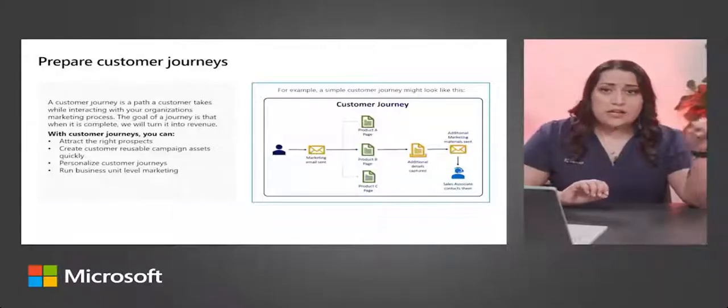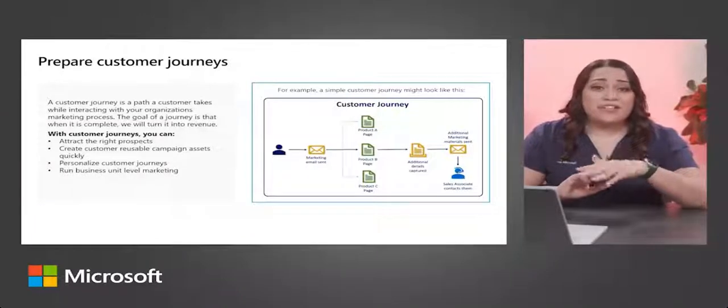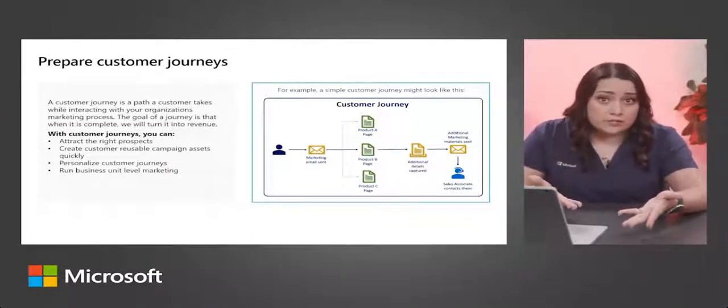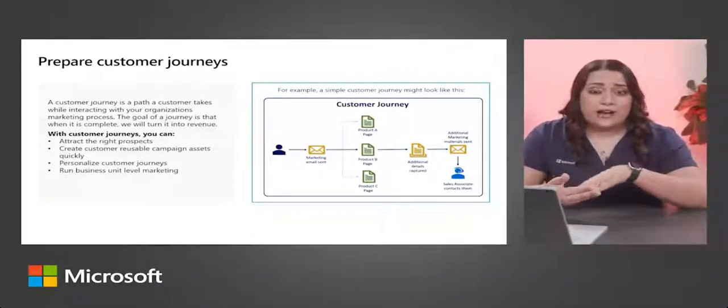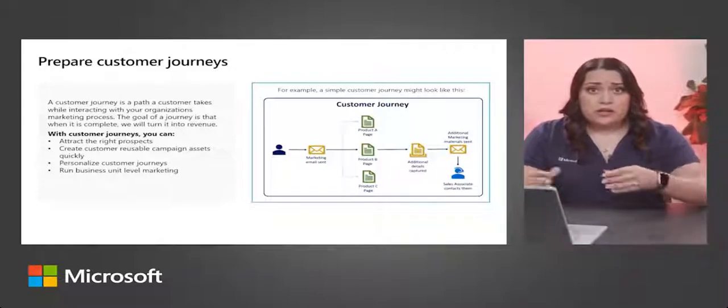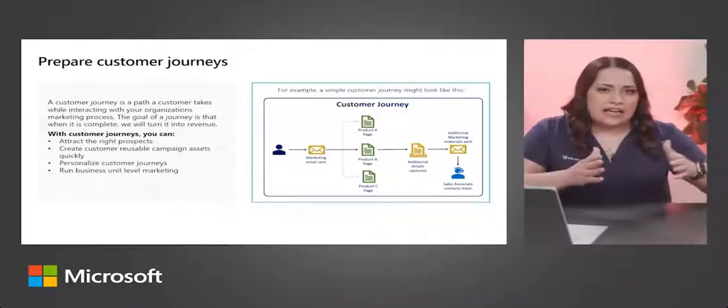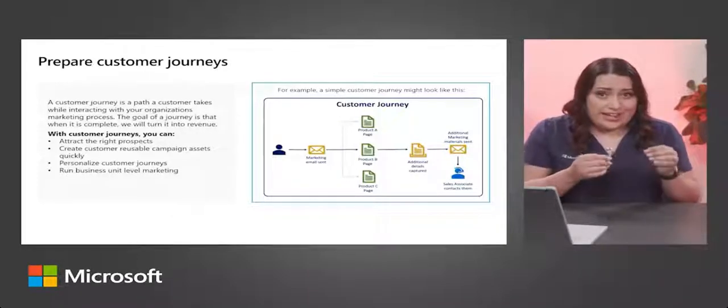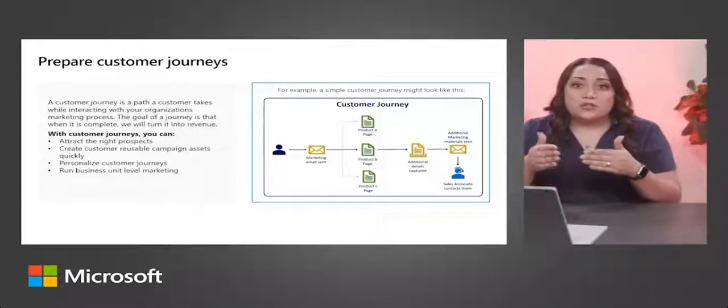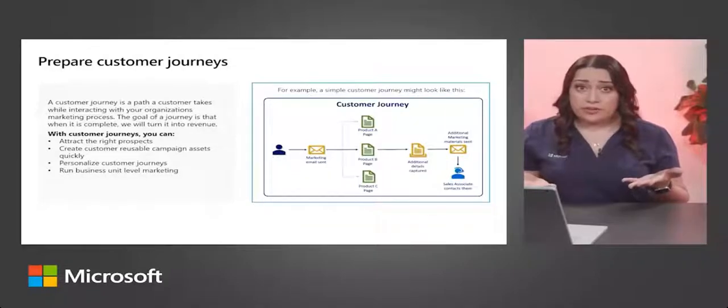So now that we've defined who we are going to market to, we can start to build out the rest of the customer journey. And if you remember from that slide of marketing terms, the customer journey is the path that your customers or potential customers take as they interact with your marketing process. Now, the main goal of the customer journey is to take that customer interest, the lead, and ultimately convert it into a sale that leads to revenue.